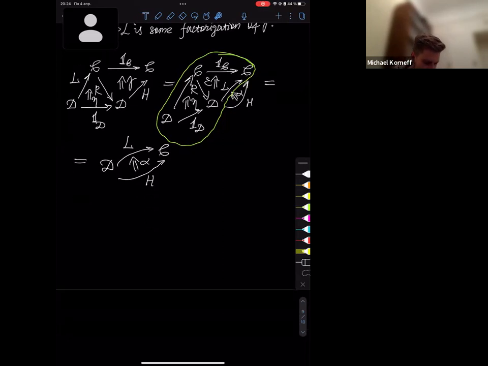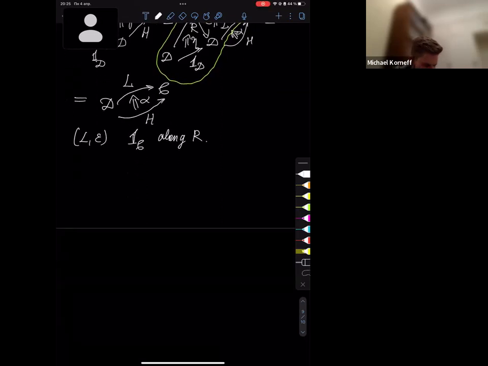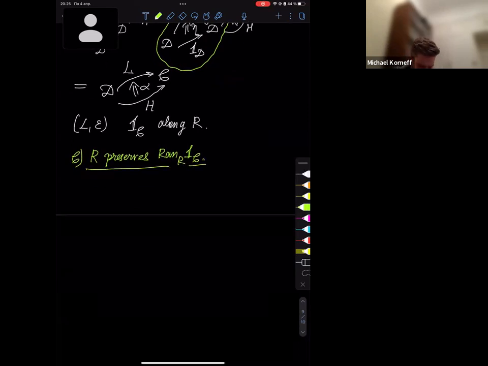Okay. Thus, the factorization through eta is unique, and the pair L epsilon is the right Kan extension of the identity functor along R. And also in the same way, we can prove that R preserves the right Kan extension of the identity along R, and why?